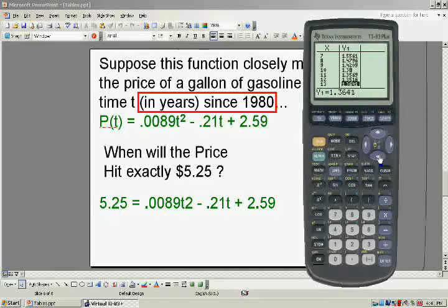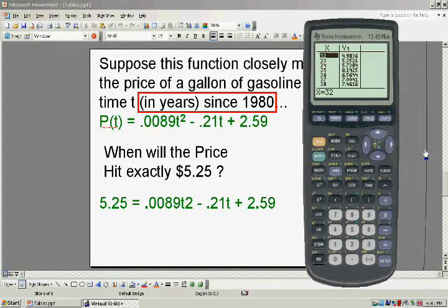Let's see if it comes back up. See how I'm using the table and the cursor? It is coming back up. So I'm going to cursor to 5.25 and see what the x value is at 5.25. I went too far, and apparently it happens somewhere between here and here. So approximately x is 32 when y is 5.25.